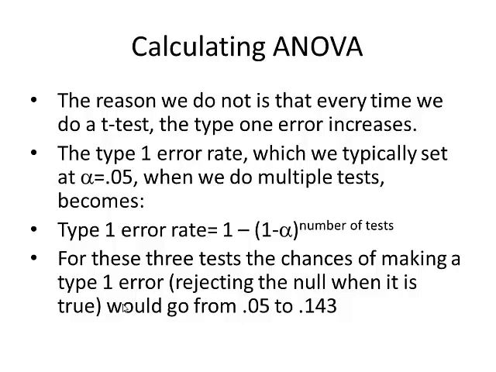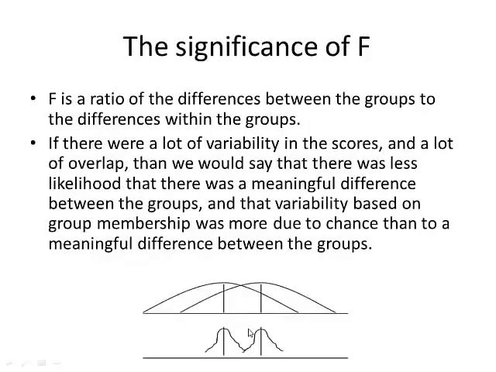So we are then much less confident in our ability to avoid making a type 1 error. So that's the problem with doing multiple t-tests, and that's the reason we use analysis of variance when we have more than 2 groups. Now you can use analysis of variance for 2 groups, so it's 2 or more.